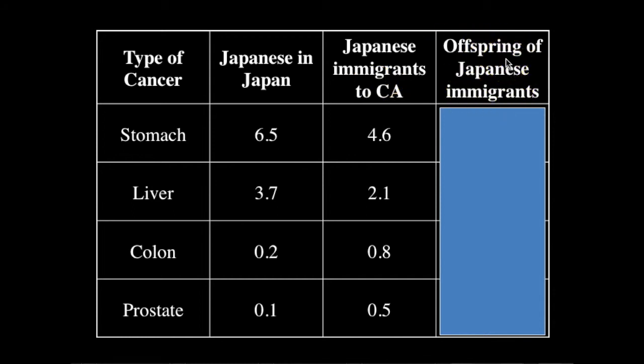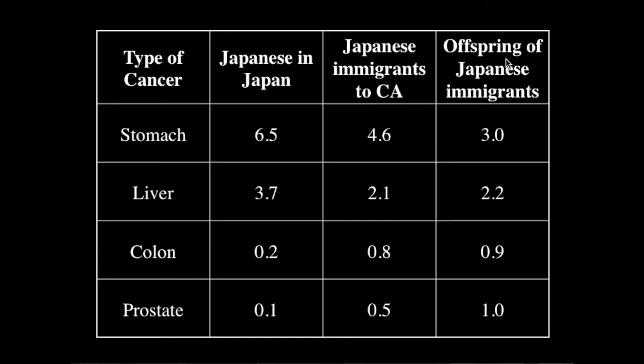These offspring are Japanese Americans who've lived in California their entire lives. And what we see here is another interesting phenomenon. Let's take a look at prostate cancer for a second. That prostate cancer rate has gone all the way up to exactly 1, which means that these Japanese offspring have exactly the same rate of cancer as Caucasian Americans, Caucasian Californians. That is suggesting probably that prostate cancer is purely environmental in this particular case.